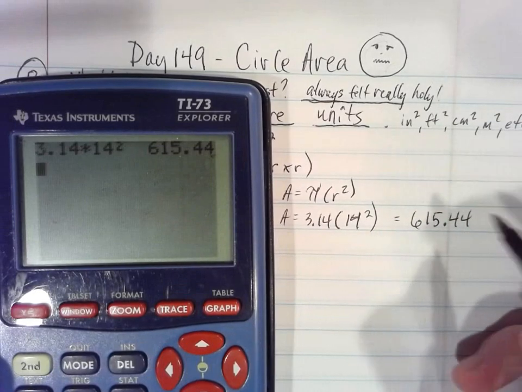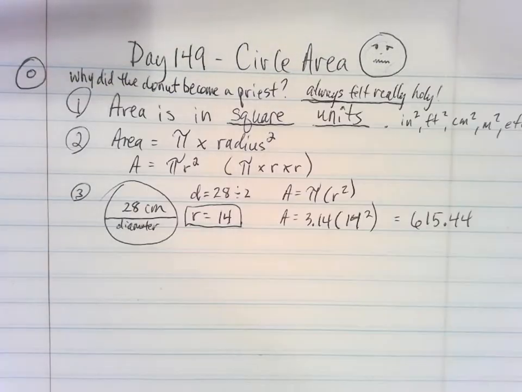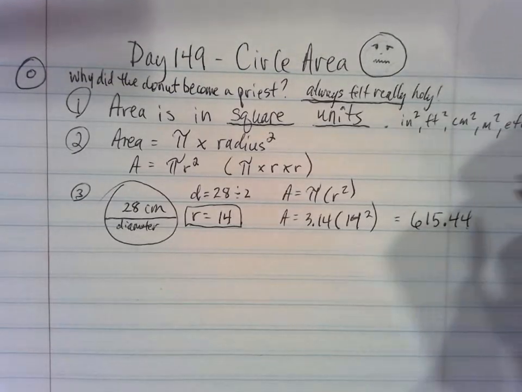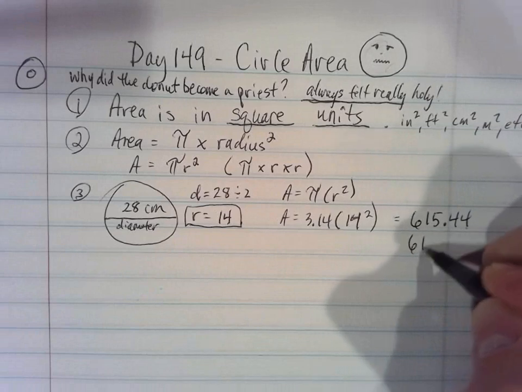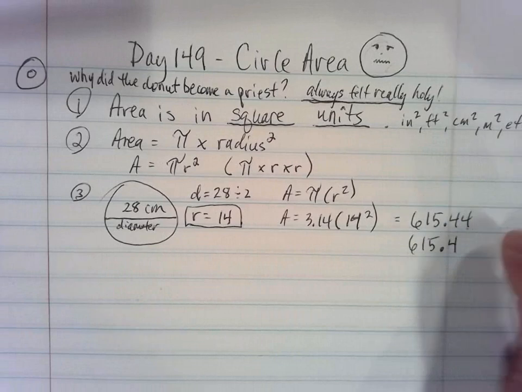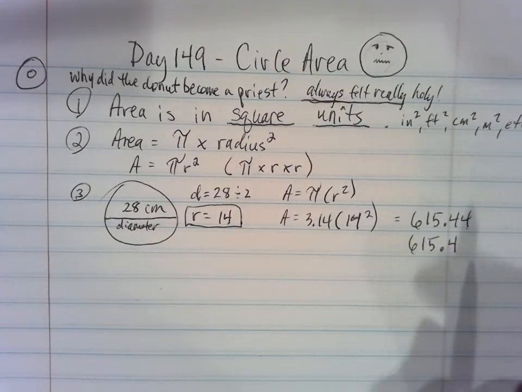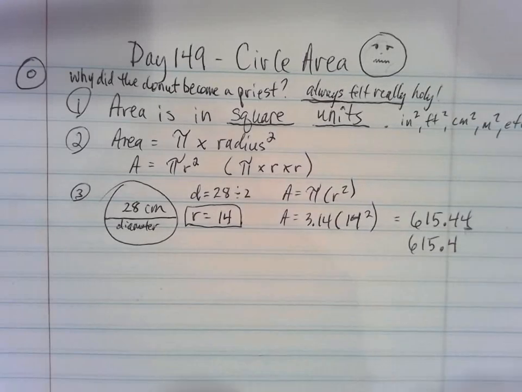615.44, going to the hundredths place. Now, if this asks you to give an answer to the tenths place, since there's a 4 there, you'd just say it's 615 and 4/10. So that's to the hundredths place, and that's to the tenths place. Since that is not 5 or higher right there, we did not round it up.